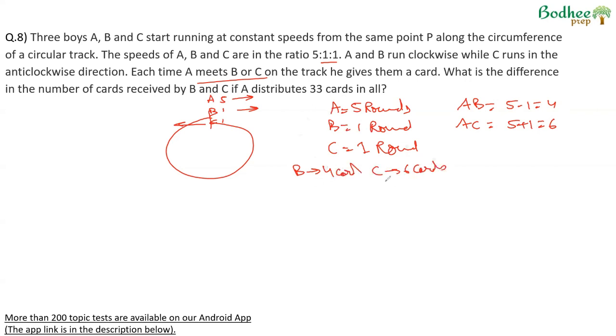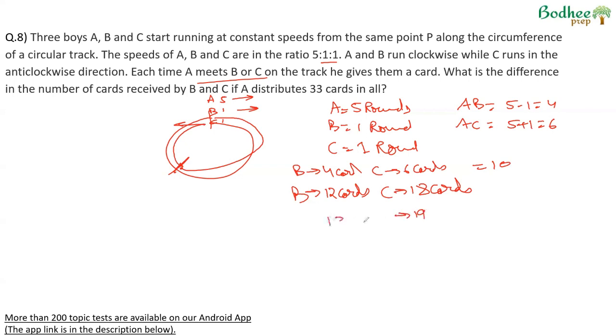Then this process will repeat. So total 10 cards is given. The multiple of 10 less than 33 is 30. Multiply by 3. So when B has gotten 12 cards, by the time C would have gotten 18 cards. All of them will be at the starting point between A, B, C. The next meeting will happen between A and C, somewhere here. So C now has 19 cards, B still has 12.